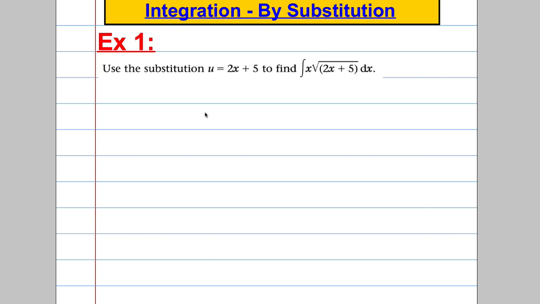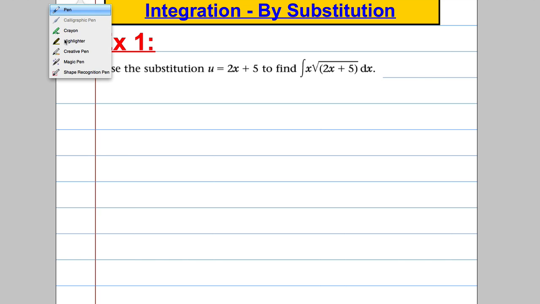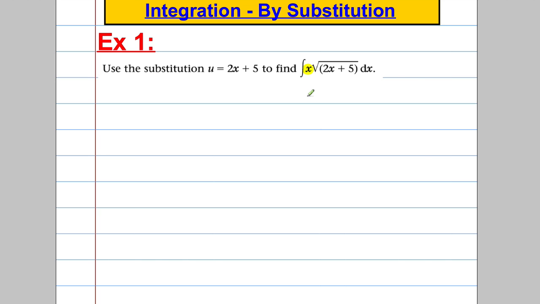Now we're told here, use the substitution u is equal to 2x add 5 to integrate the following. Now this is the aim. The aim is to replace every x in here, that x, and this dx, with something with a u in it, with u's. That's the aim of the game, to replace all our variables with x with u's.